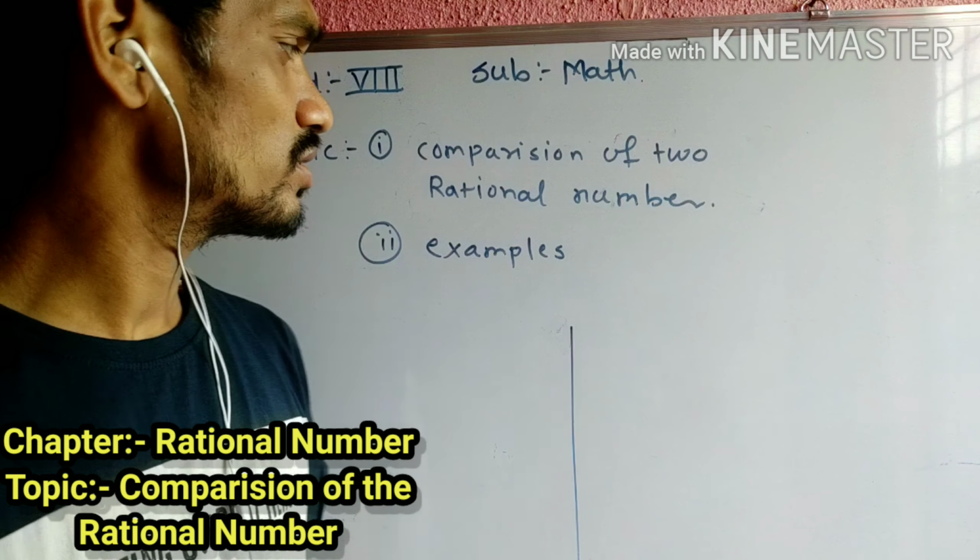Second, minus 3 and minus 5. Which one is bigger, students? I have already told that the number closer to 0 is bigger. Which number is very close to 0? My answer is minus 3. So minus 3 is bigger than minus 5.